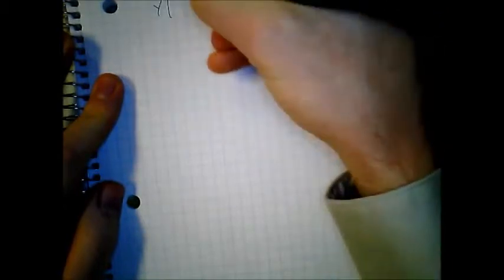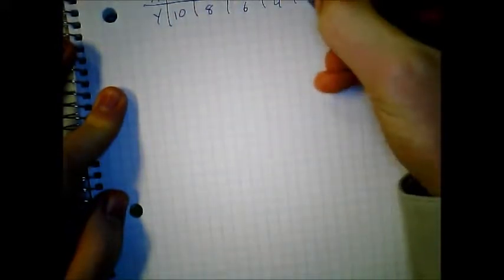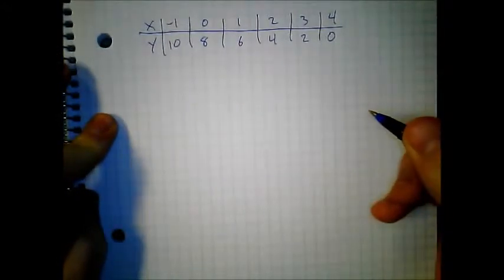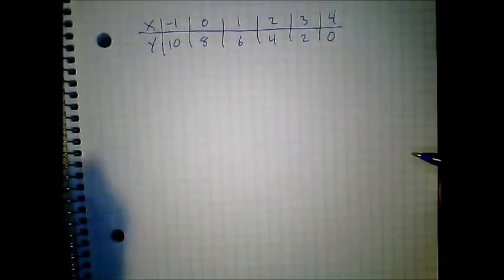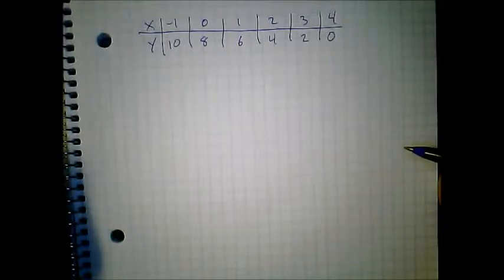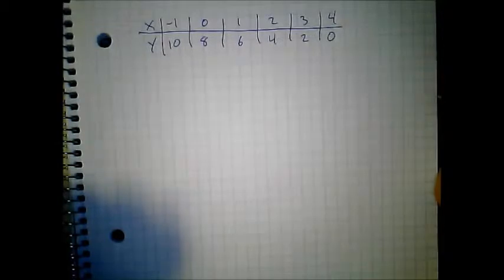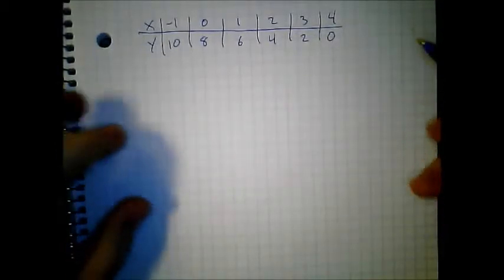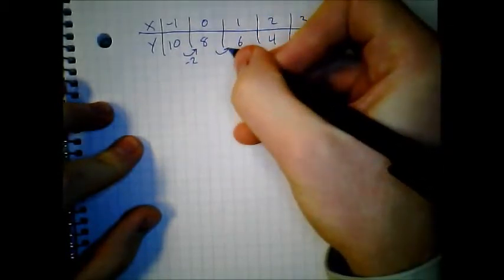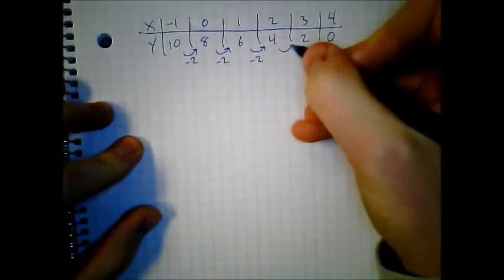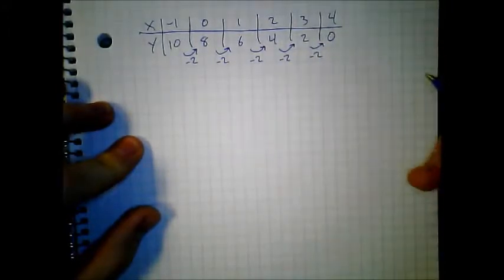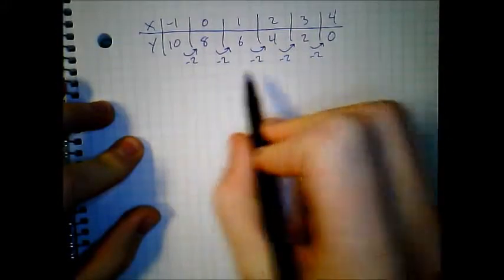Okay, let's try another one. Copy this table down, press pause, and then press play to check your work. Now this one's a little bit different. There are two things that are different about this one. The first thing is that this tile pattern is decreasing. We're subtracting 2 tiles each time. But that doesn't change anything. The tile pattern is now subtracting 2 tiles each time.